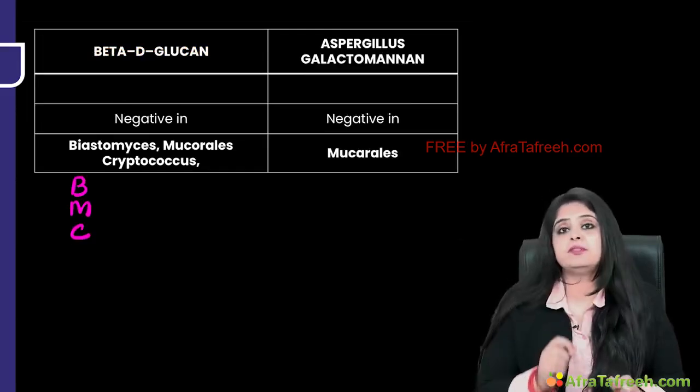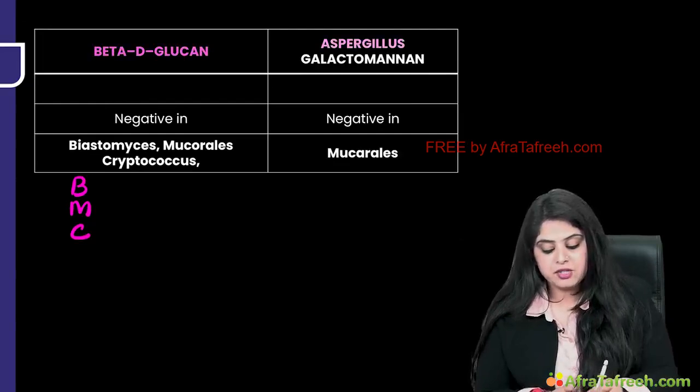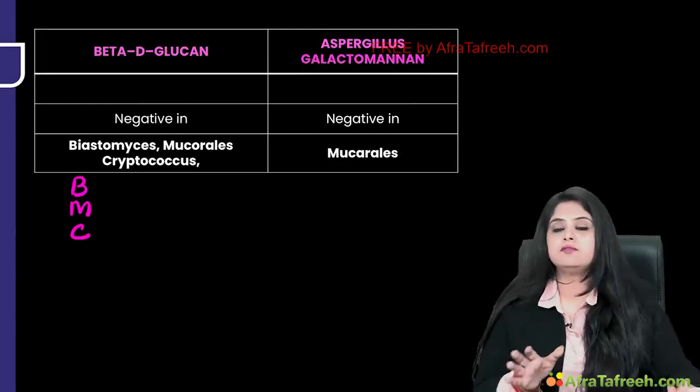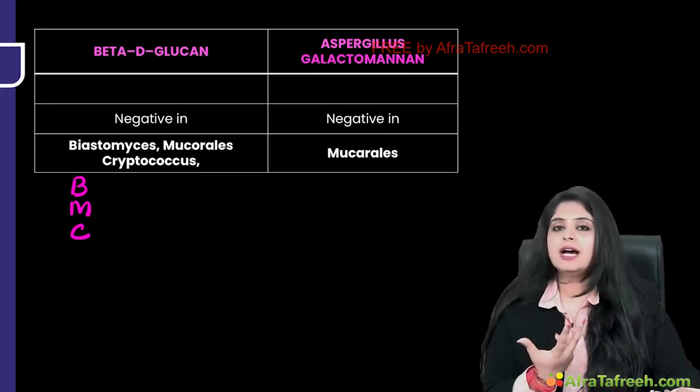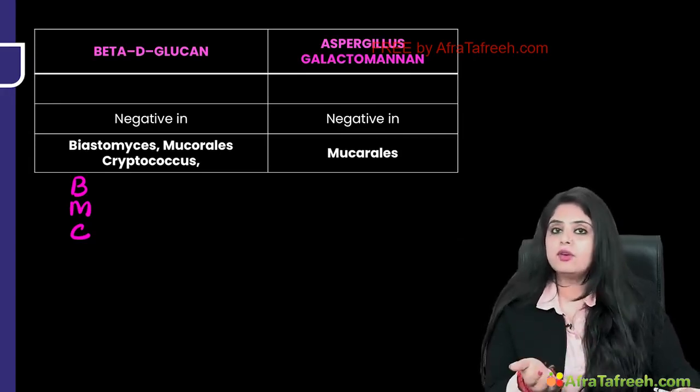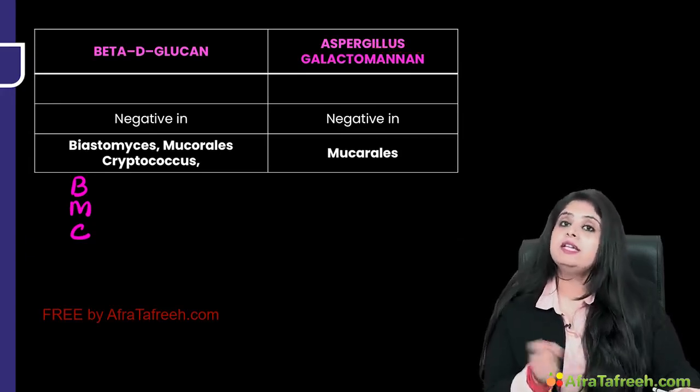And there's a very famous test now that has come up. That is beta-D-glucan testing and Aspergillus galactomannan. What are they done for? Many students ask me, ma'am, why do you do these blood tests? What are they for? I say, no, don't learn what they are for, because they are possibly for every fungus on this planet. Learn what they are not for.